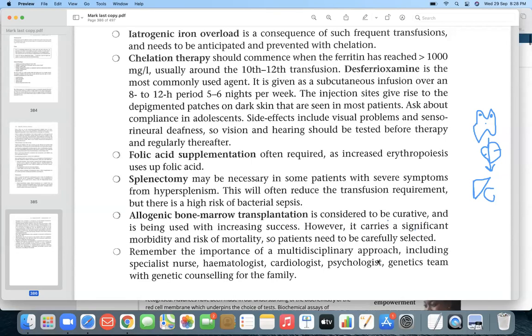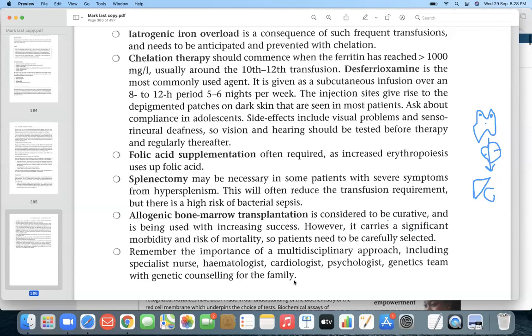Remember the importance of a multidisciplinary team approach here: hematologist, cardiologist, psychologist, and a genetics team with genetic counseling for the family. Very important in all these three conditions. Genetic team with genetic counseling, hematologist, cardiologist, psychologist, and specialist nurse.